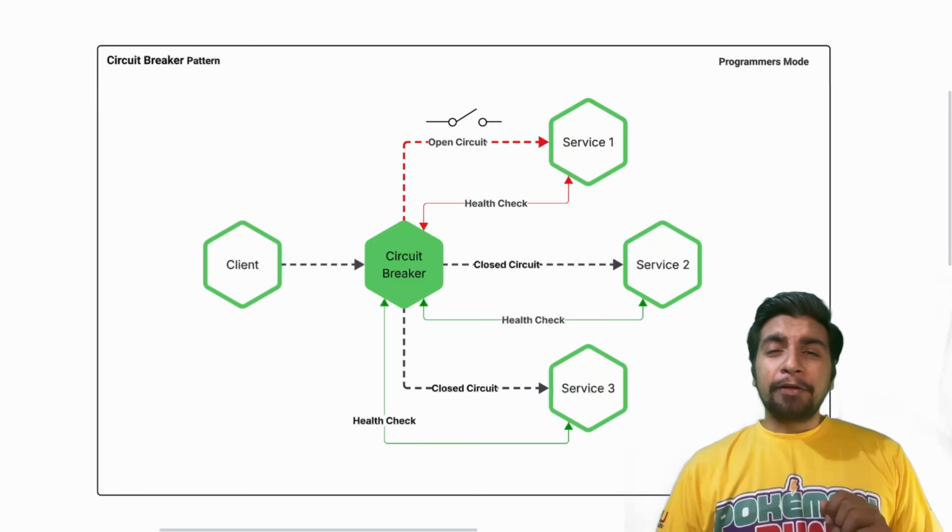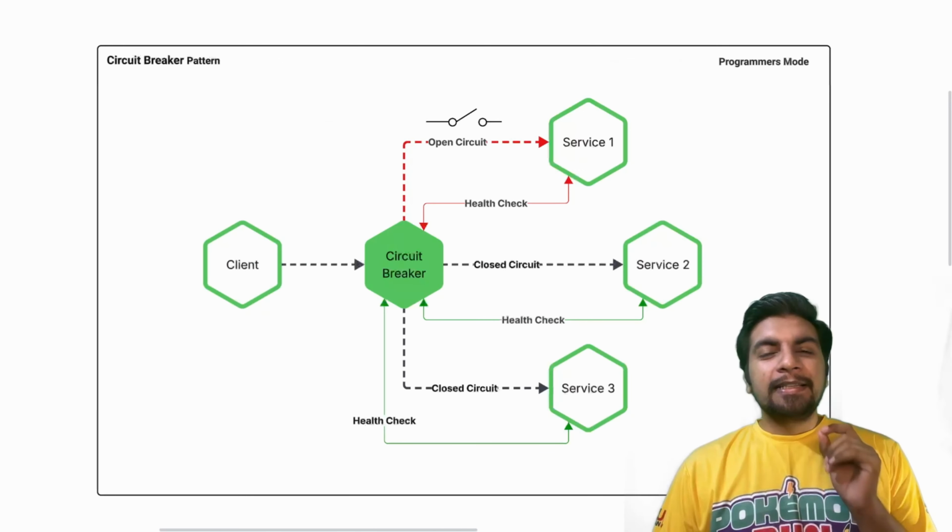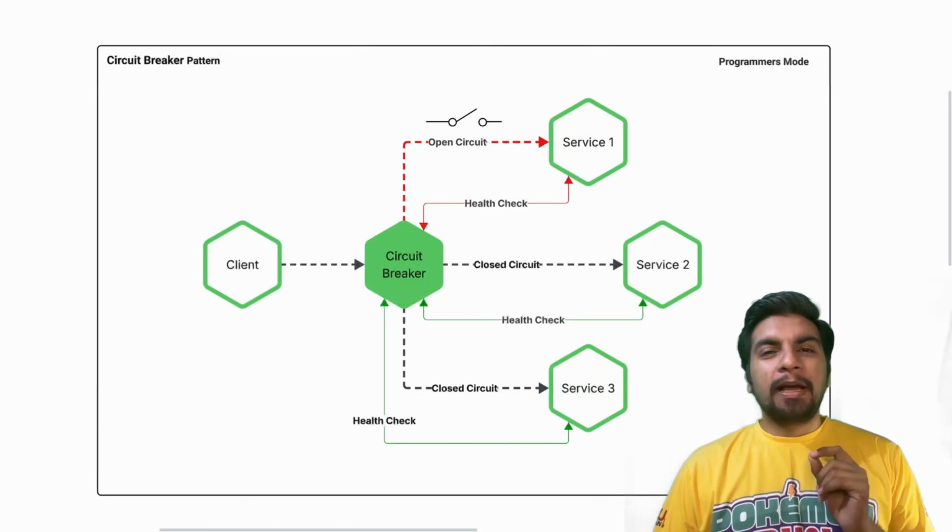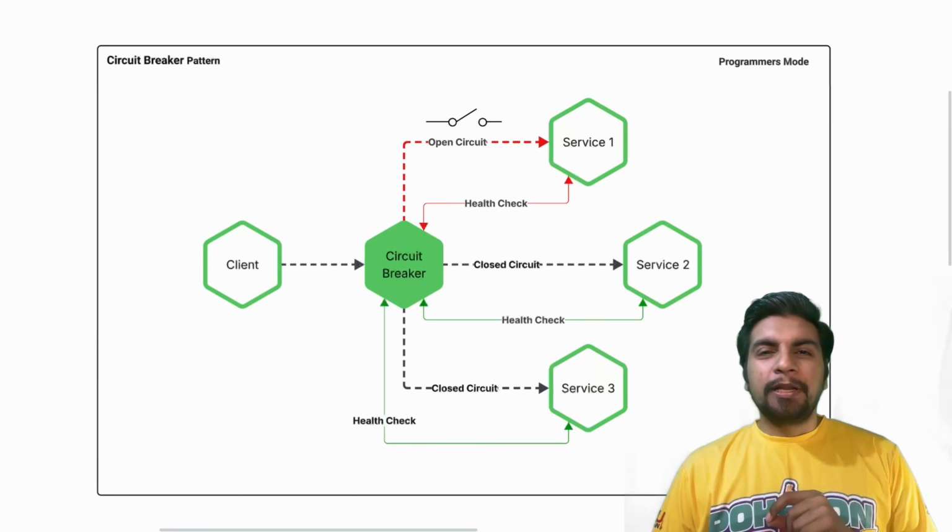Ever kept hitting refresh on a broken website and on every hit it only made things worse? That's exactly what can happen between microservices when one is down, unless you use the circuit breaker pattern.